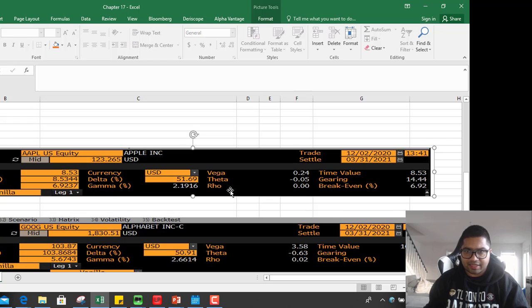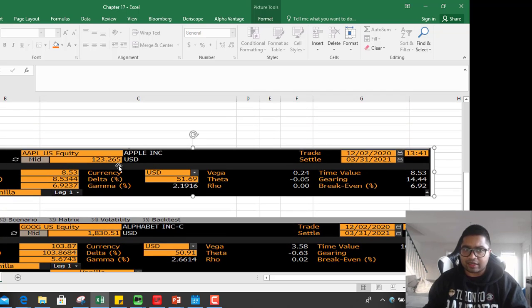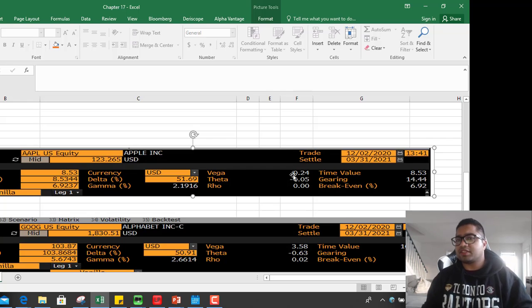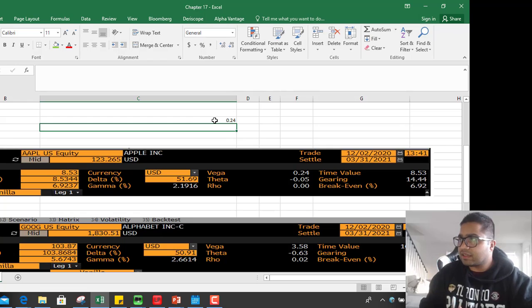The exercise price that we are looking at, okay, so underlying price is 123. It's an Apple stock. The price of call option is 8.53 right now, right? And these are the things that we need to focus on. These are option Greeks. So what is the Vega of this call option? So Vega of this call option is 0.24. What does that mean? That each time volatility goes up by 1%, this option is going to move by 0.24%.